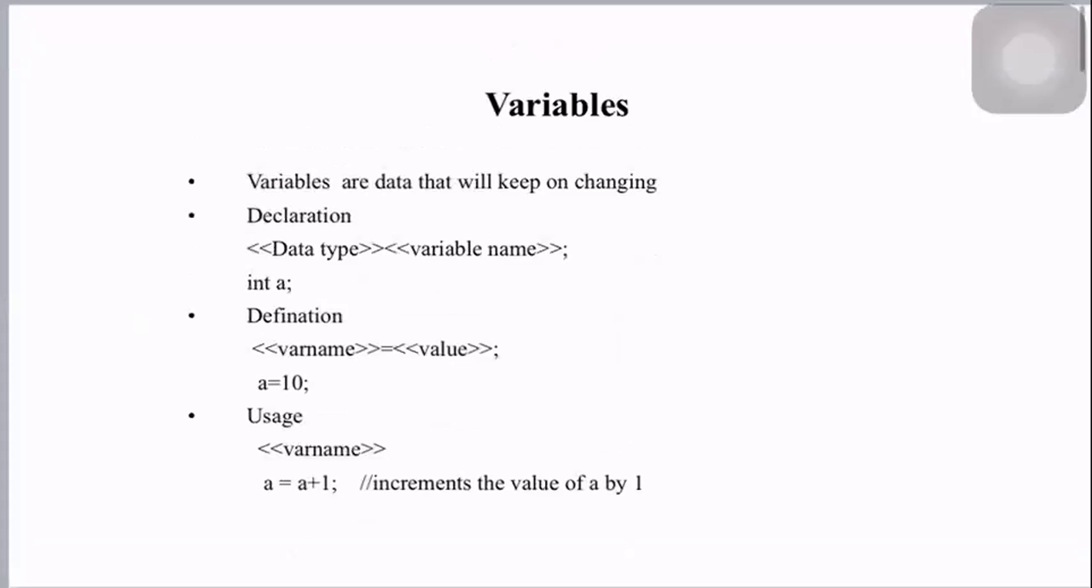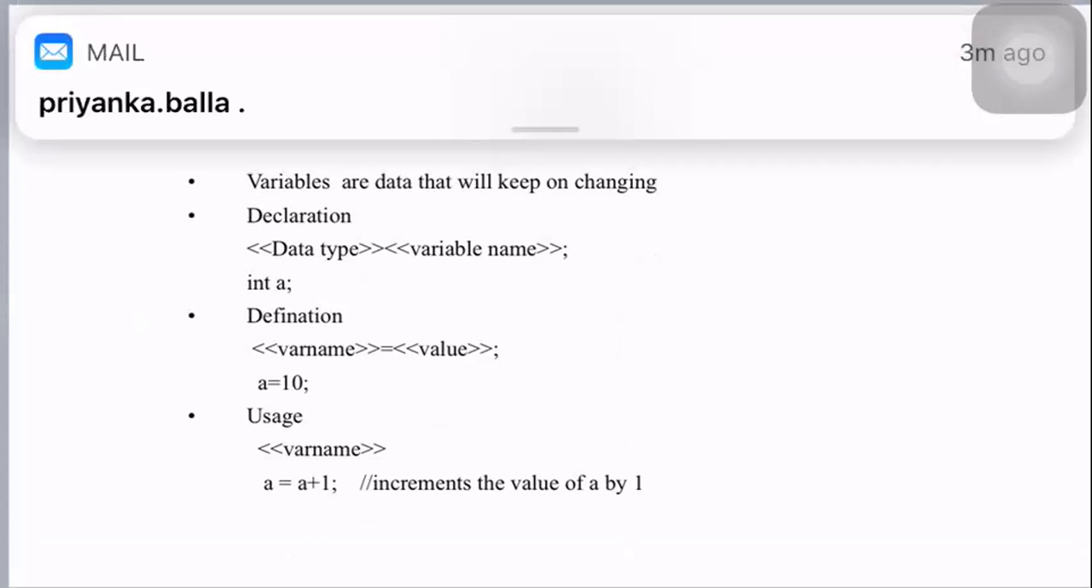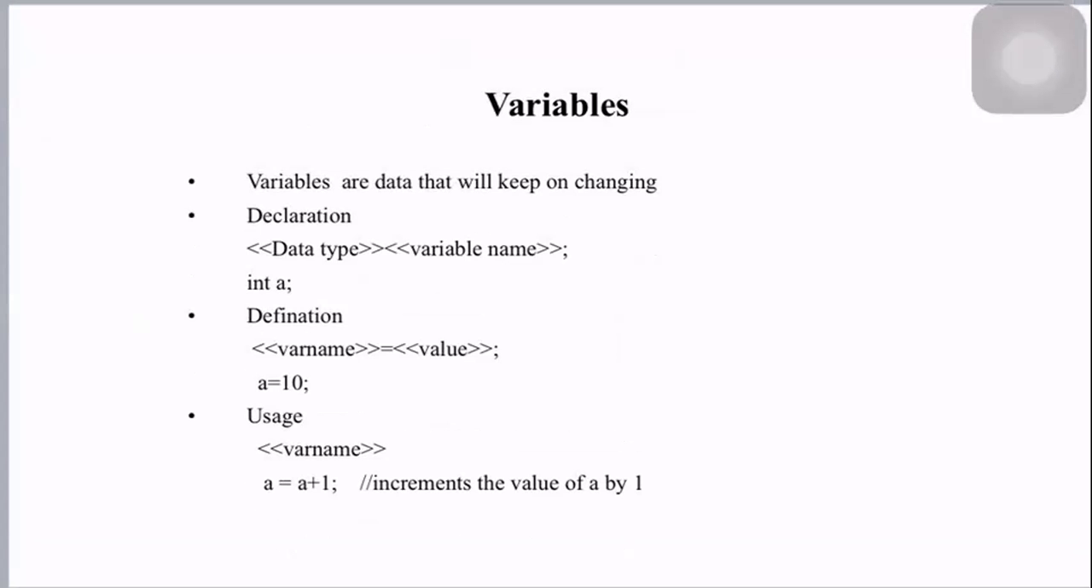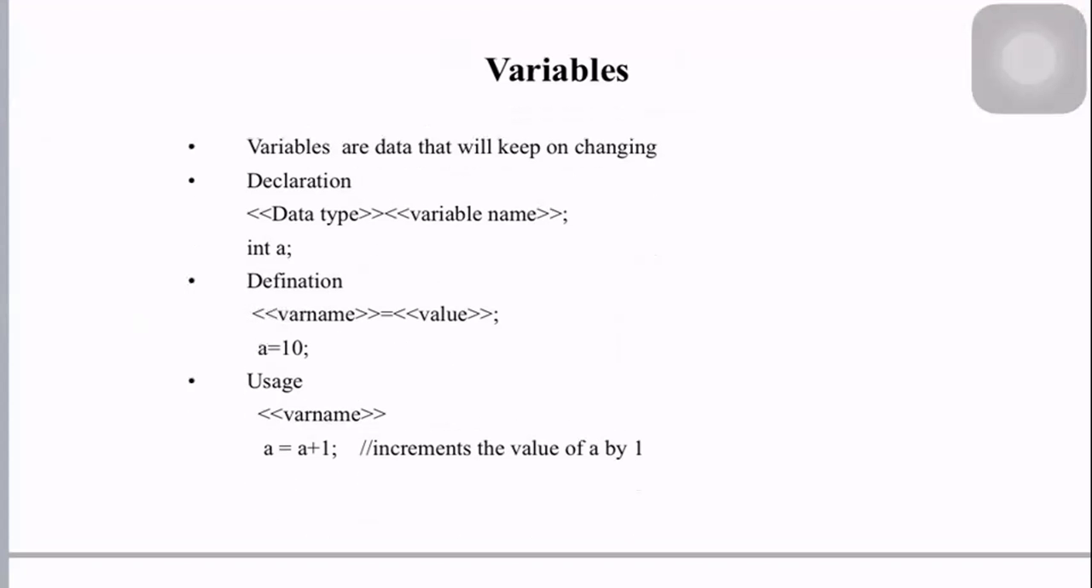Now coming to the variables. Okay, I'll start. Variables are the data that will keep on changing. A variable is a name that we declare for a particular value in a C program. Sorry, in the code. It always keeps changing because we change the value in each code, so that's why it keeps on changing.